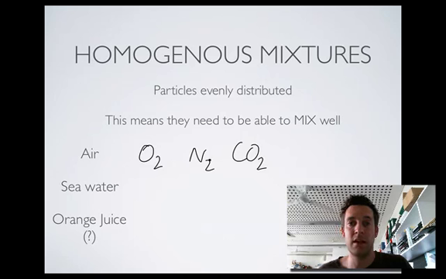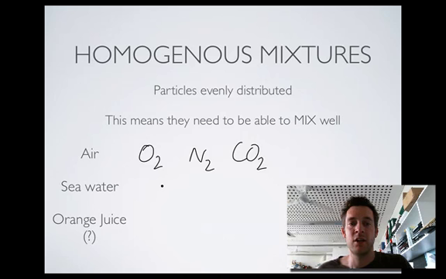But in air, in this room, for example, it doesn't matter if I sit here or sit over there, there's always going to be about 20% oxygen. So no matter where I am in my mixture, I'll have about 20% oxygen, 80% nitrogen, and some very small trace amounts of the other gases. In seawater, it doesn't really matter if I'm swimming in the sea at Cottesloe or at Rottnest, it's going to taste approximately the same.